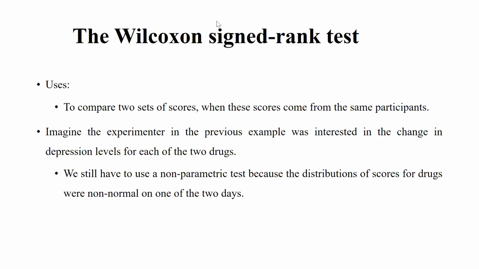The Wilcoxon signed rank test is used to compare two sets of scores when these scores come from the same participants. Imagine the experimenter in the previous example was interested in the change in depression level for each of the two drugs. We still have to use a non-parametric test because the distribution of the scores of the drugs was not normal.